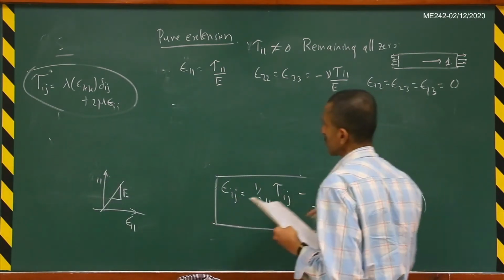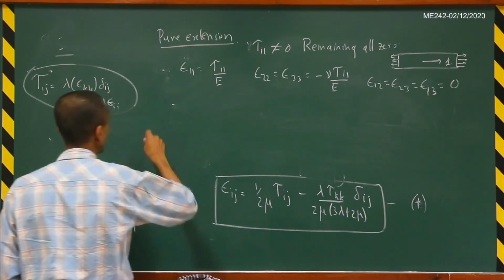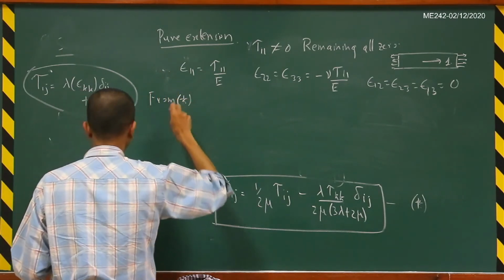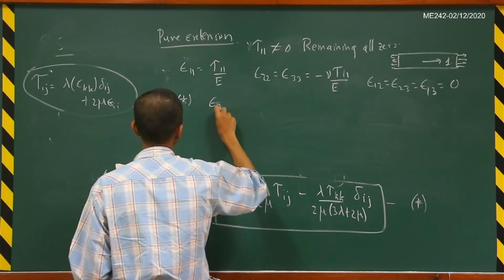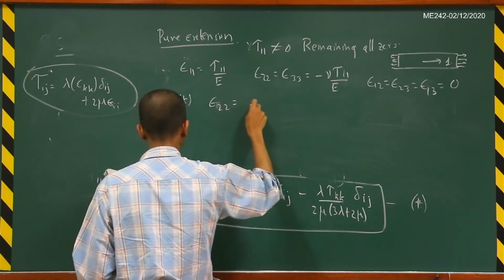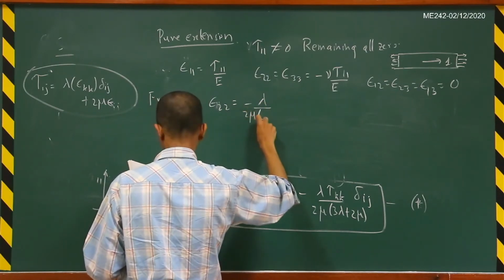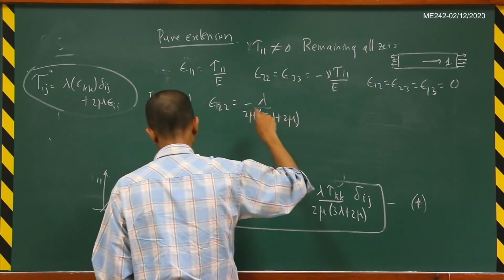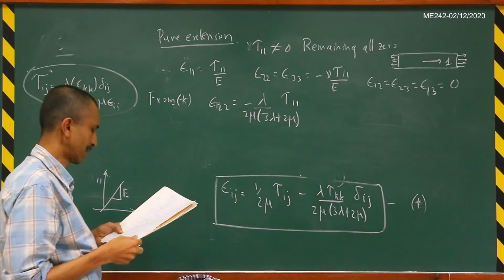So if I use star now, then what do I get? From star, I will get that epsilon 22 is equal to minus lambda divided by 2 mu times 3 lambda plus 2 mu times tau 11. Okay, so that is what you will get from this star here.